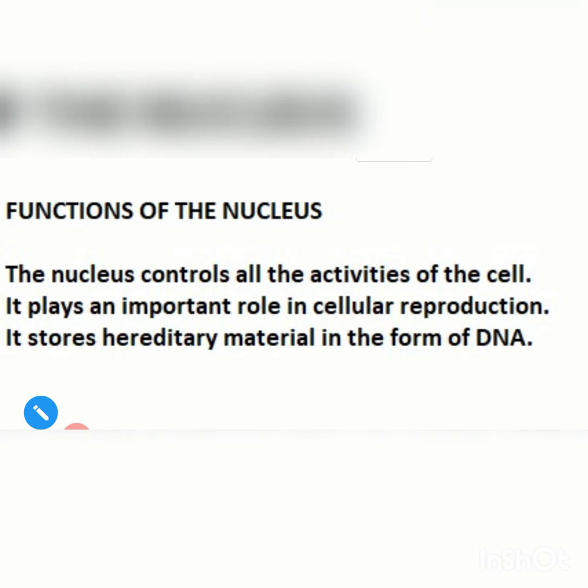Now, the third one is that it stores hereditary material in the form of DNA. What is hereditary material? As we already studied, the chromosome has genes, and the genes help in inheritance or transfer of characters from the parents to the offspring. This is called heredity. And hereditary material means DNA.